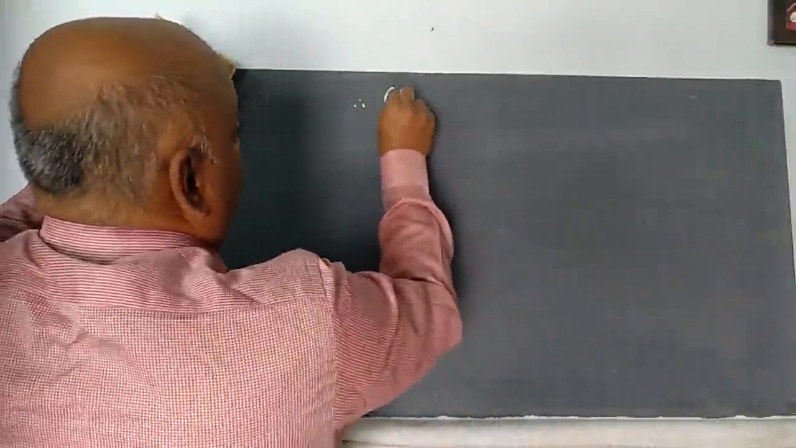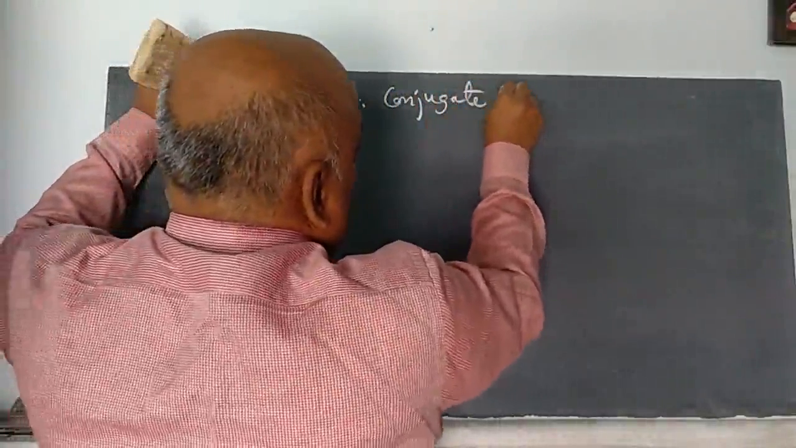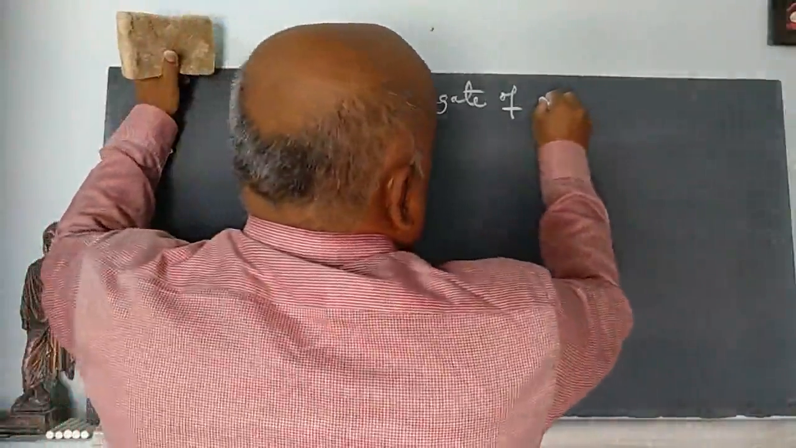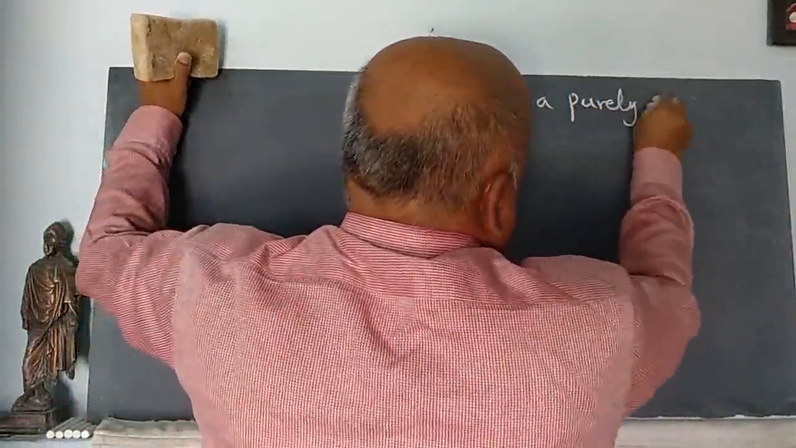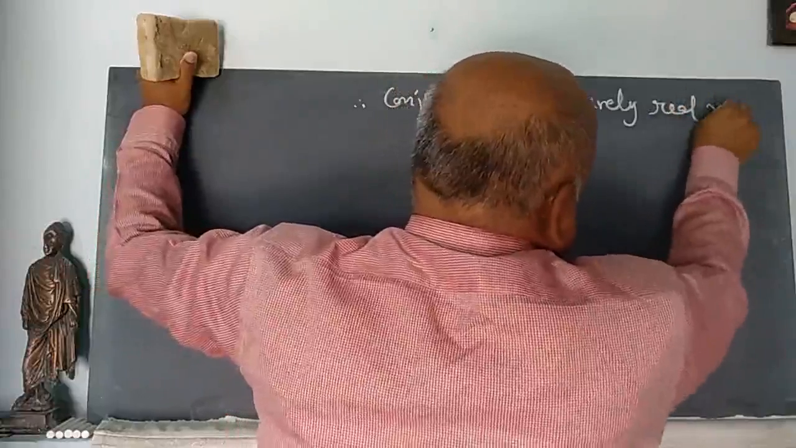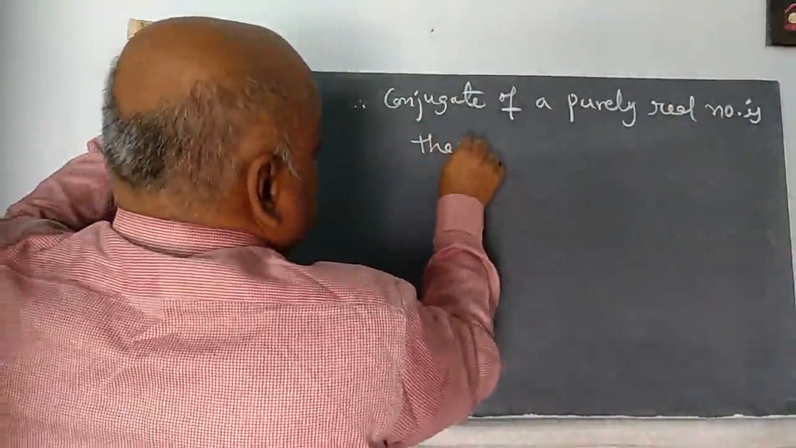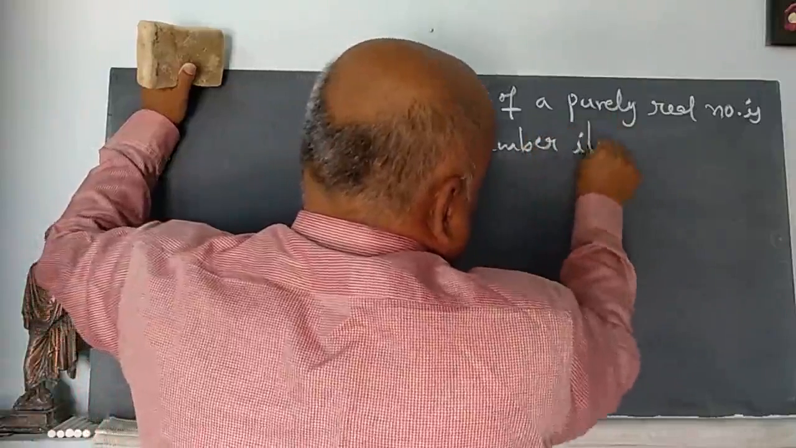Therefore, the conjugate of a purely real number is the number itself.